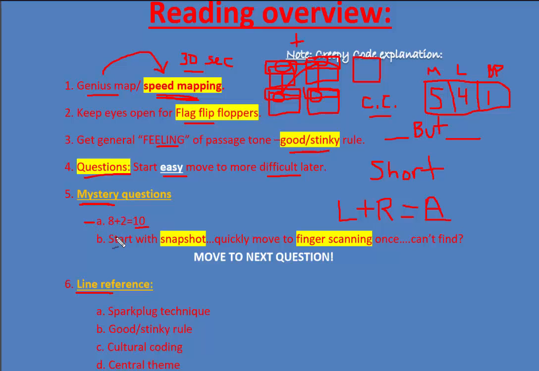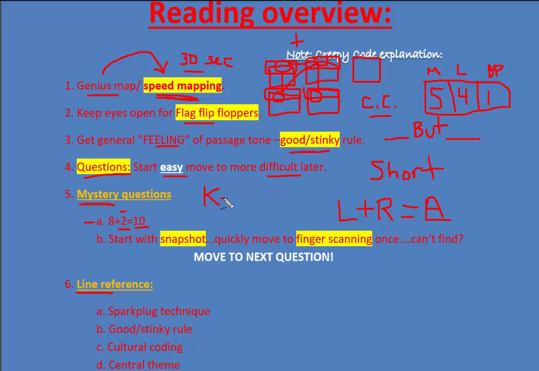So the hard part of this is just locating the right area. Once you locate the right area of a mystery question, the answer is going to fall in your lap. It's going to be easy. That's why we label this 8 plus 2 equals 10. Make sense? Good. Let's talk a little bit about the keyword selection.